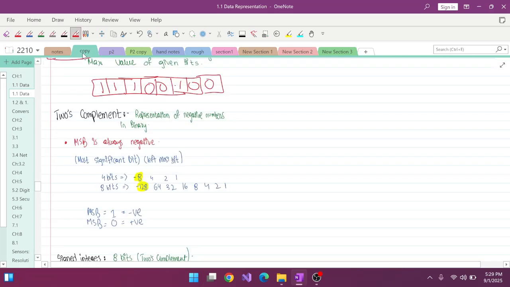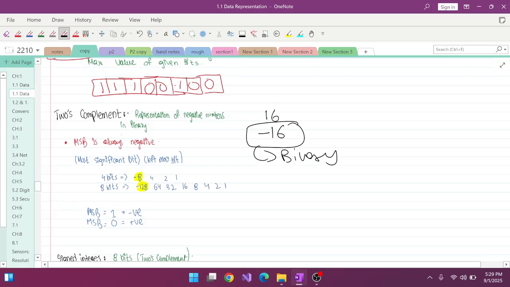So now the topic is about 2's complement. What is 2's complement? 2's complement is a way to represent a binary number as negative. For example, if there is a number 16, how can I represent negative 16 in binary? There are some rules we have to follow in order to represent them.